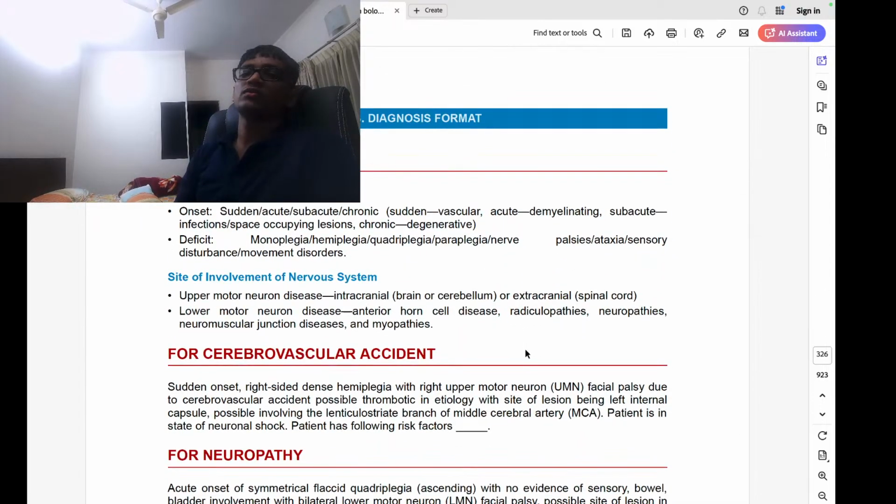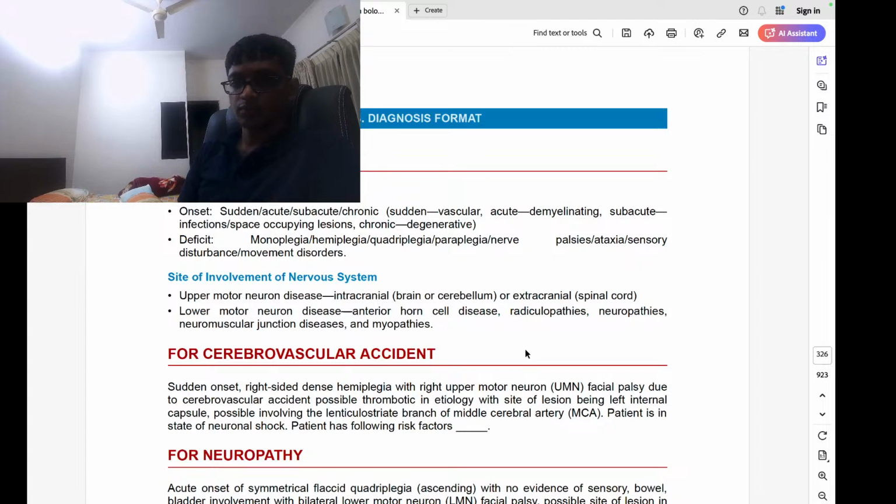So diagnosis format: you have general format, nature of disease, onset and deficit. Onset is sudden, acute, subacute, or chronic. Sudden is vascular, acute is demyelinating, subacute is infections and space occupying lesions, and chronic is degenerative. Deficit may be monoplegia, hemiplegia, quadriplegia, paraplegia, nerve palsies, ataxia, sensory disturbance, movement disorders.